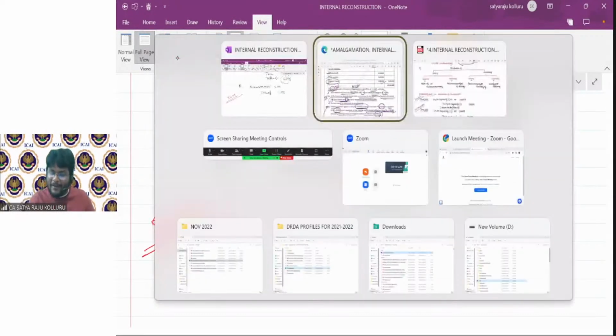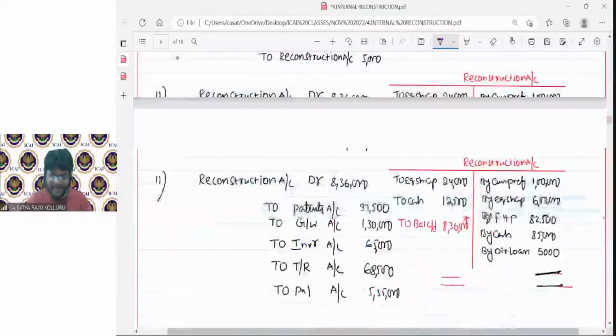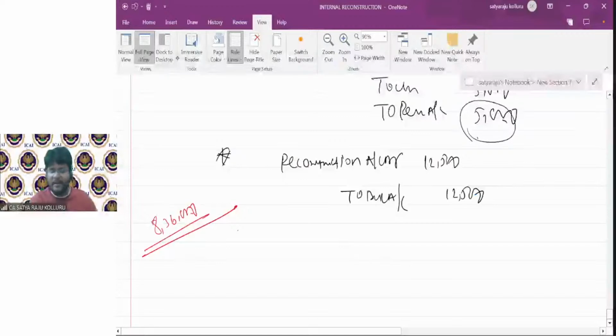I have doubt on myself as well. Sometimes I will take different figures in the calculator. Let me check through my PDF as well. One second. Yeah, it's 8,36,000. No worries. I made it correctly. So the balance under the reconstruction account is 8,36,000.